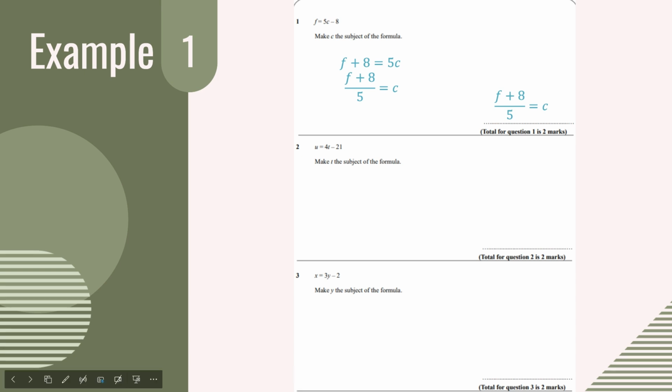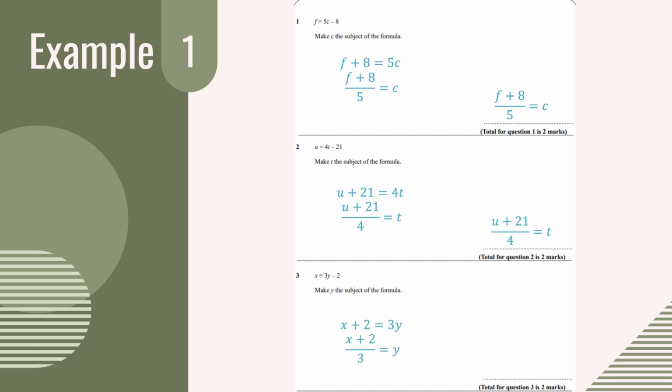Now, for our second question, make t the subject of the formula u equals 4t minus 21. So first we plus 21 to both sides to get u plus 21 equals 4t. Then we divide by 4 to get our final answer of u plus 21, divided by 4, equals t. Finally, for our third question, make y the subject of the formula x equals 3y minus 2. So first we plus 2 to both sides to get x plus 2 equals 3y. Then we divide by 3 to get our final answer of x plus 2, divided by 3, equals y.